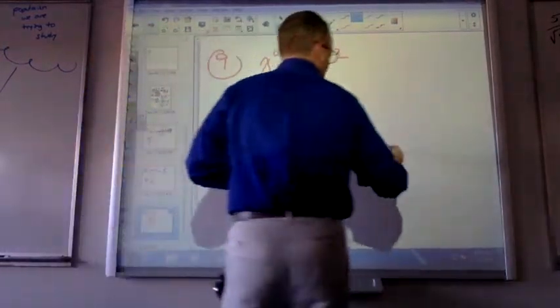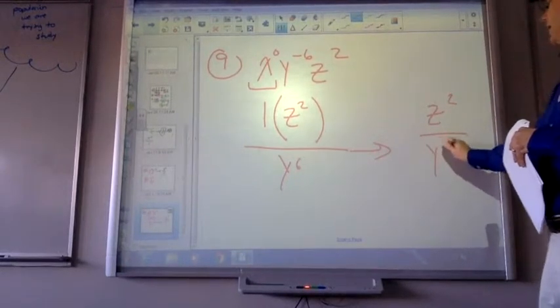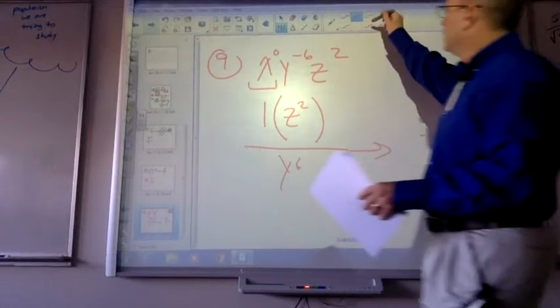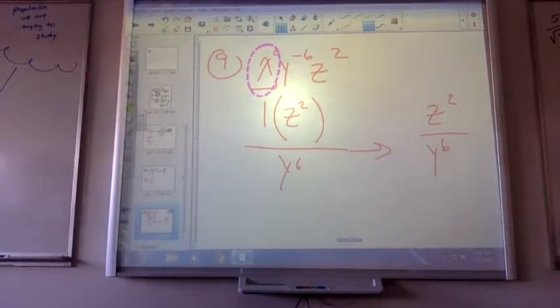Now, you can clean this up if you wanted to, and you can say it's z squared over y to the 6th. The only difference is I didn't have a 1 out there. I didn't know if I needed it as a placeholder. But does everyone see where the 1 came from? The 1 came from this x to the 0 power. Any number or letter other than 0 raised to the 0 is equal to 1. 0 to the 0 is an undefined term.